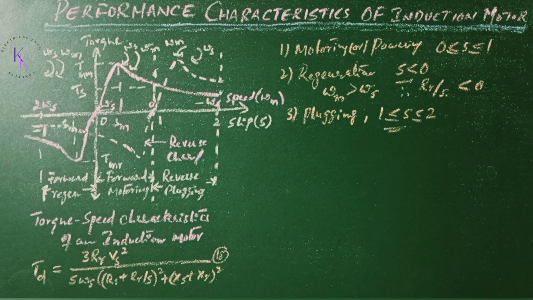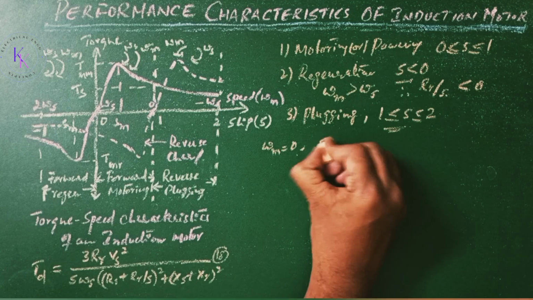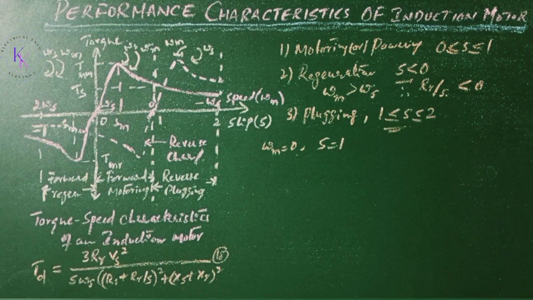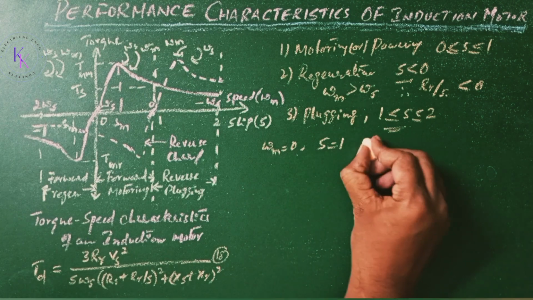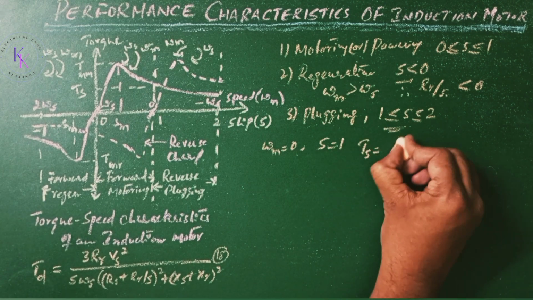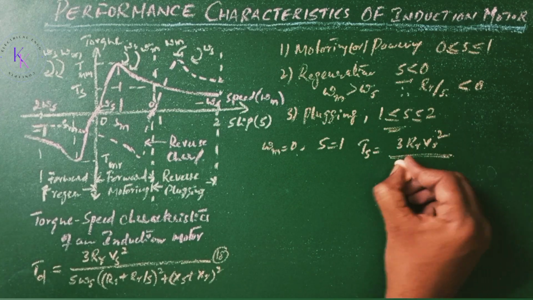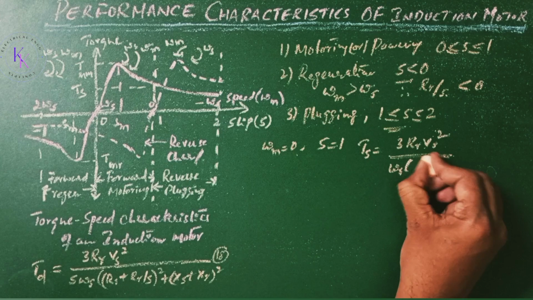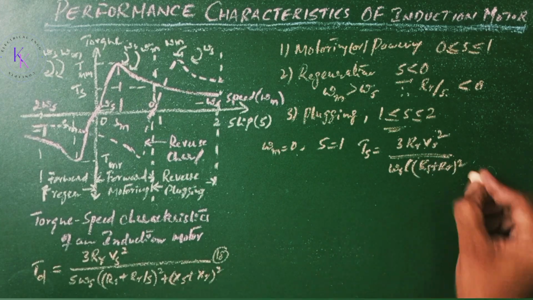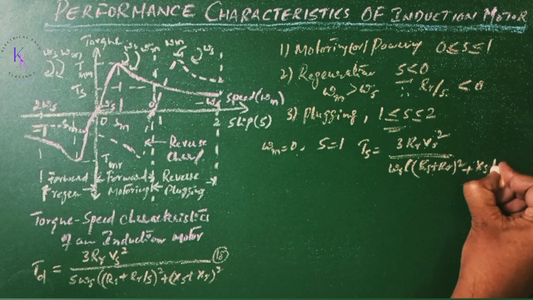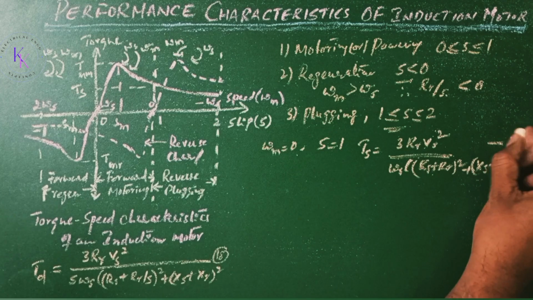At starting, the motor speed is omega m equals 0 and S equals 1. The static torque can be found from equation number 18, that Ts equals 3 Rr Vs square divided by omega s of (Rs plus Rr) whole square, as S is 1, plus (Xs plus Xr) whole square. That is equation number 19.